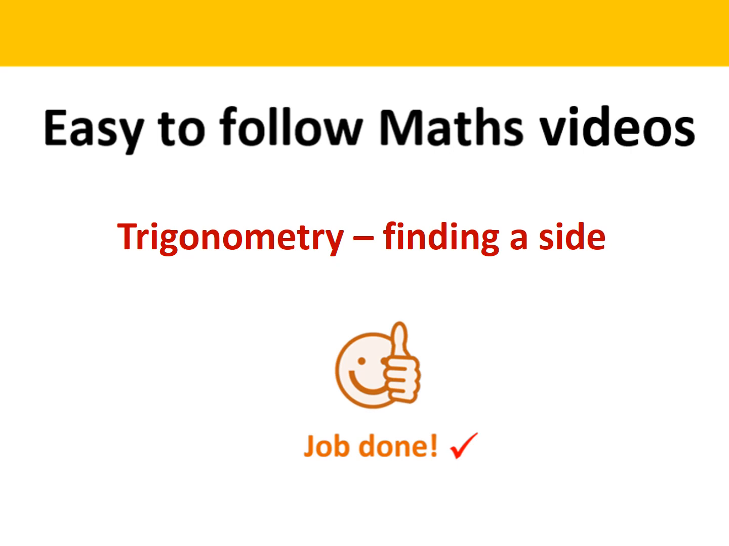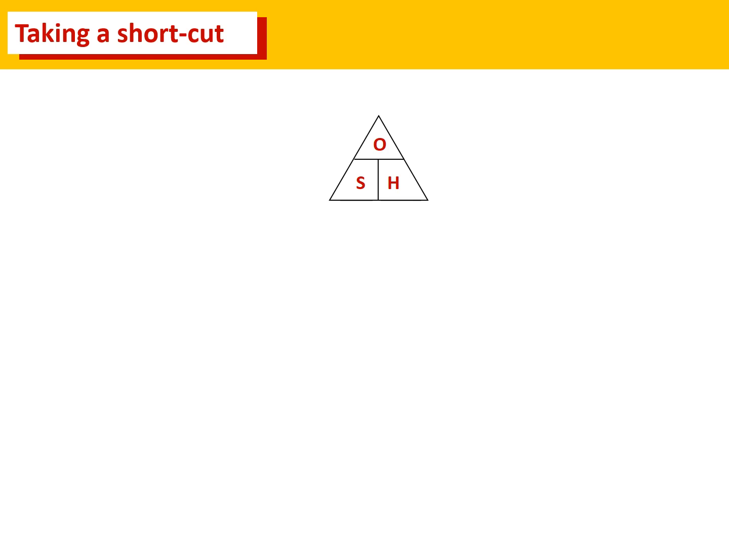Hi guys, our easy to follow maths video today is trigonometry SOHCAHTOA when we're trying to find a side. So if we're using the sine ratio, sine, which is signified by S there, is the opposite side divided by the hypotenuse.